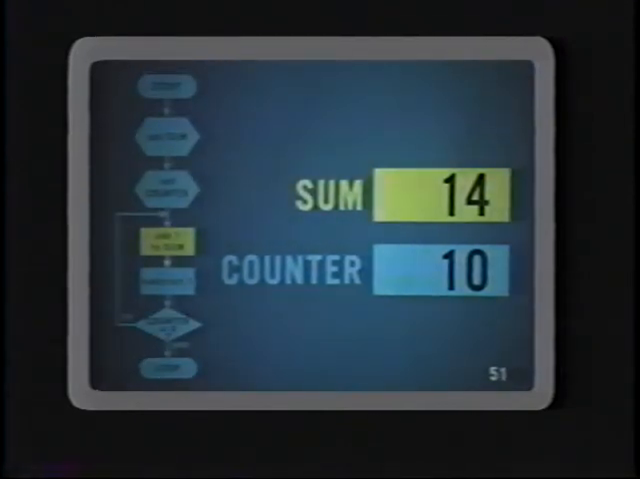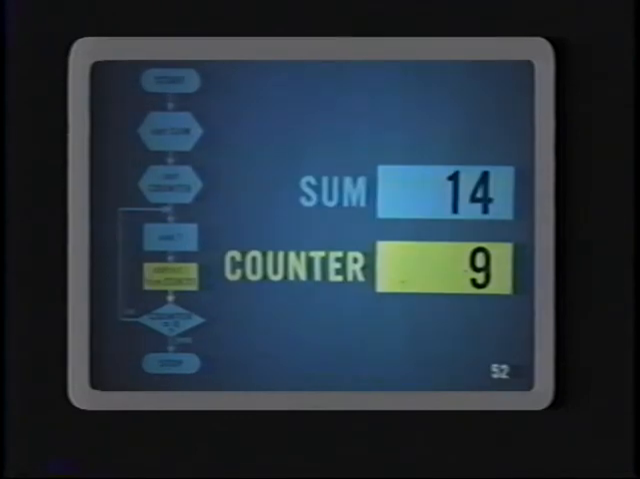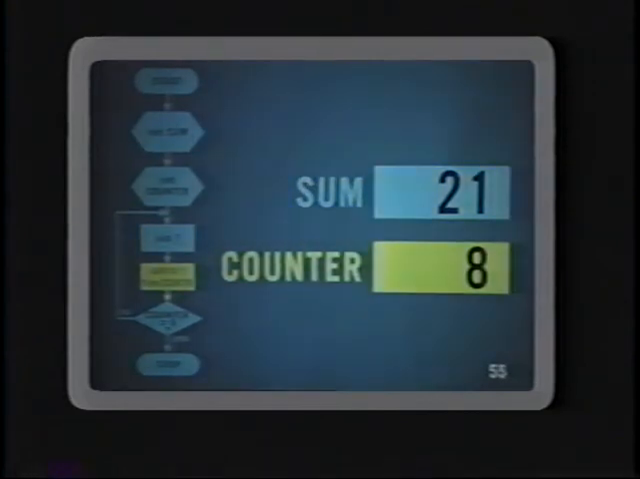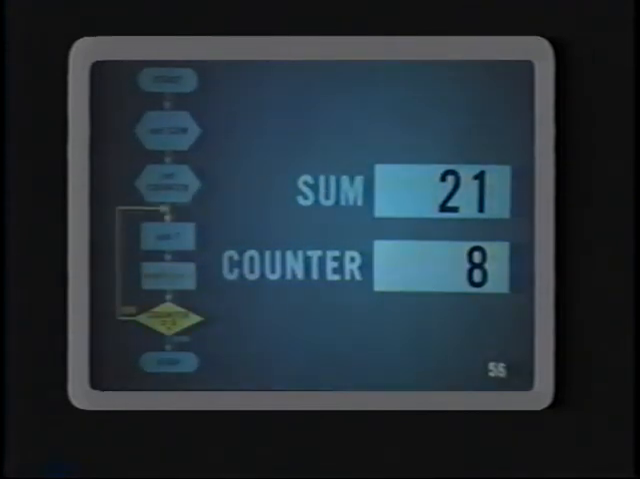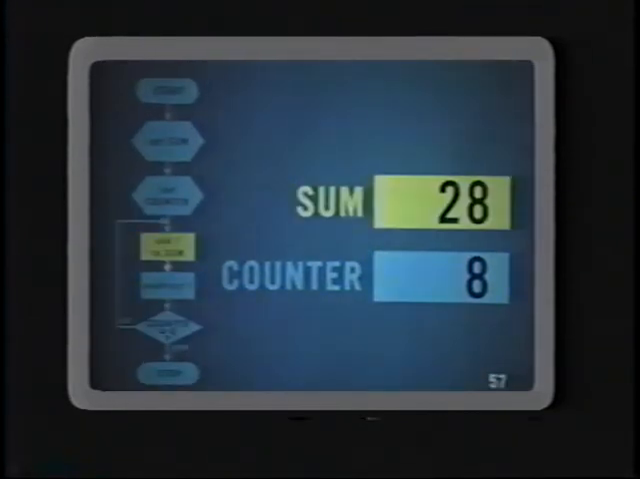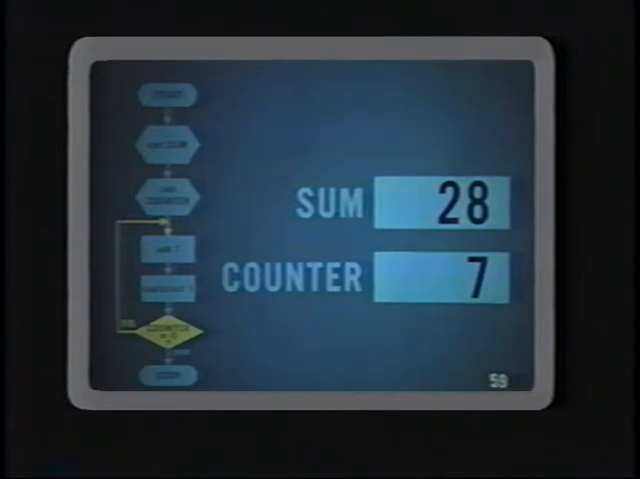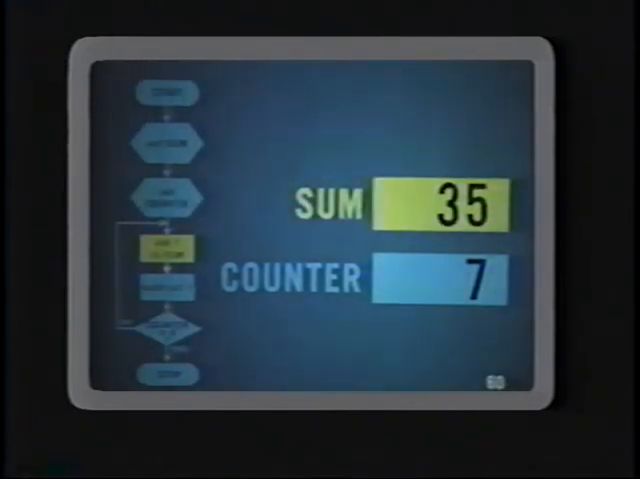Now we add 7 more to sum, so that it contains 14. Subtract 1 from the counter again, and test the counter to find out whether it's 0. No, it's not. So we add another 7 to sum. Take another 1 from the counter, and no, it's still not 0. Add another 7. Subtract 1. Test. Add.